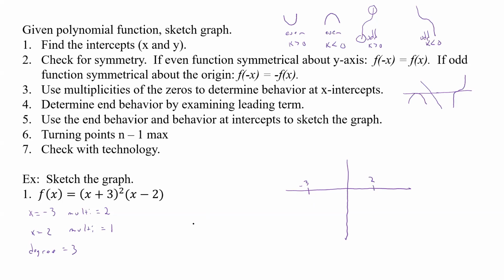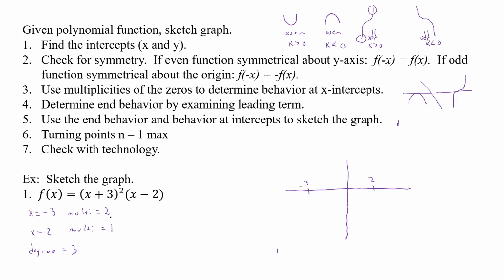Now at -3, the multiplicity is 2, so it's just going to come and touch that. It's not going to cross the point. And at x equals 2, the multiplicity is 1, so it's going to be almost like a straight line going through that point. What we need to remember is it's degree 3. So we're going to have it coming up over here somewhere, and coming down over here somewhere. Now we just have to draw what's in between.